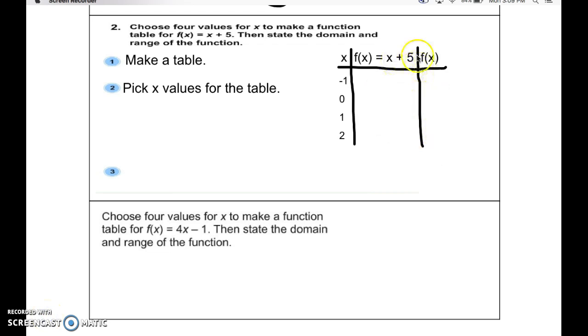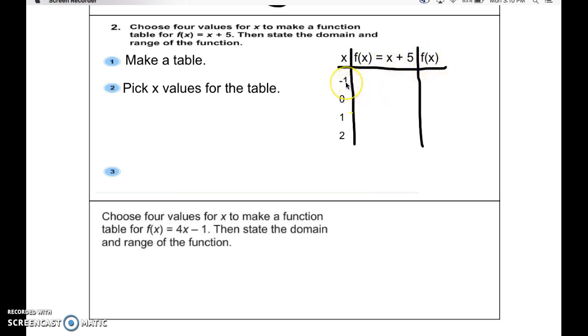This is what my table would look like. So I have my x, which is my input, my rule, which is f of x equals x plus 5, and then my f of x, which remember stands for my y value. So this is the output. Input x, and then out comes f of x. There's my rule in the middle.